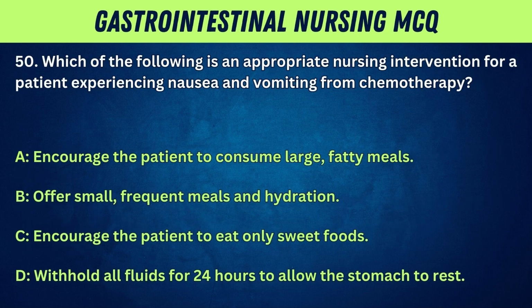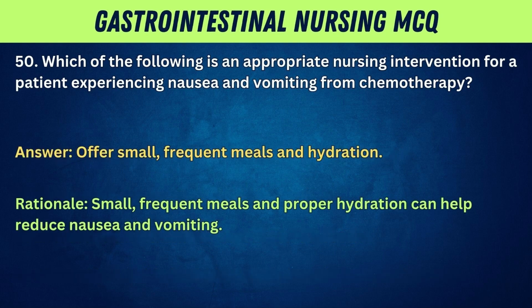50. Which of the following is an appropriate nursing intervention for a patient experiencing nausea and vomiting from chemotherapy? A. Encourage the patient to consume large, fatty meals. B. Offer small, frequent meals and hydration. C. Encourage the patient to eat only sweet foods. D. Withhold all fluids for 24 hours to allow the stomach to rest. Answer. Offer small, frequent meals and hydration. Rationale. Small, frequent meals and proper hydration can help reduce nausea and vomiting.